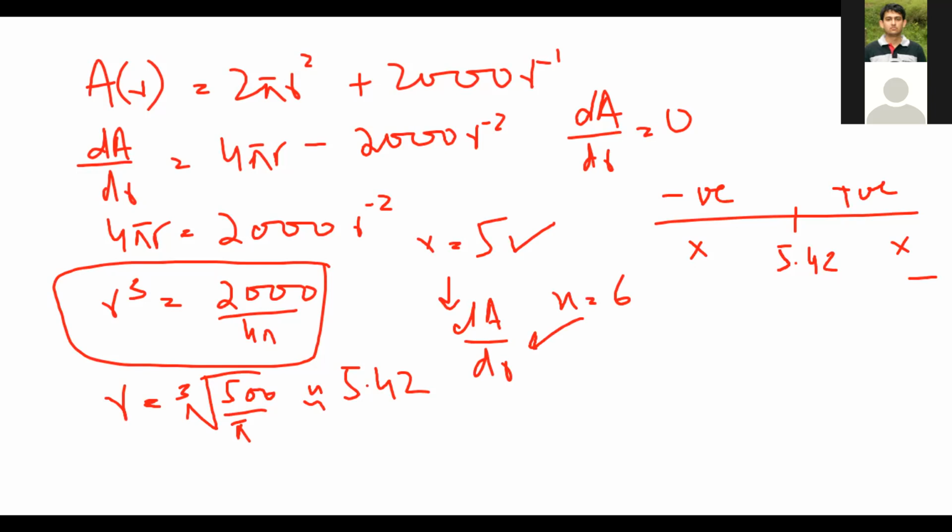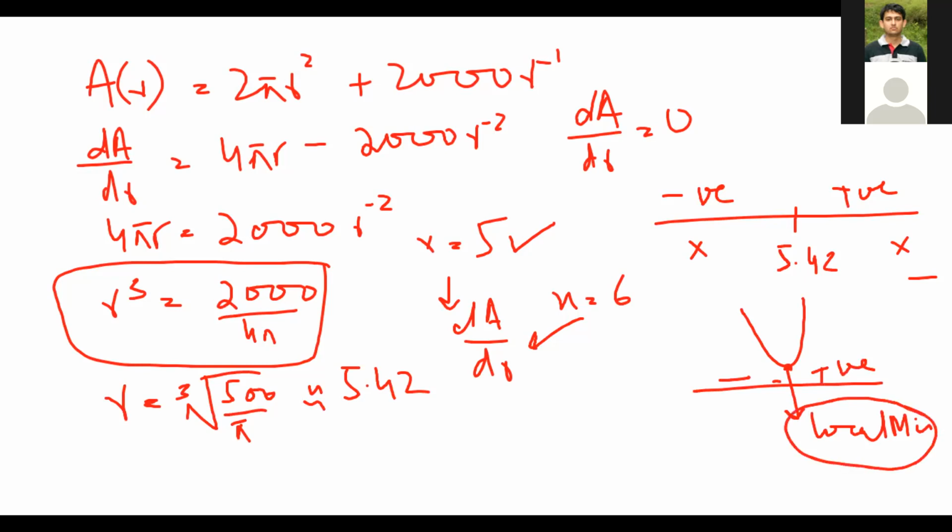So the total surface area is minimum at this point, because the graph looks something like this. This particular point is known as a local minimum. When we were discussing the sign diagram test, we discussed that if before the critical point the function is decreasing and after it the function is increasing, then that point is a local minimum. So we are going to have a minimum point at this particular interval, and so r is going to be 5.42.